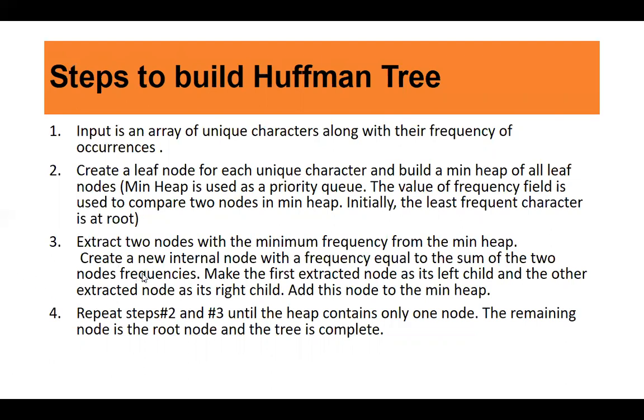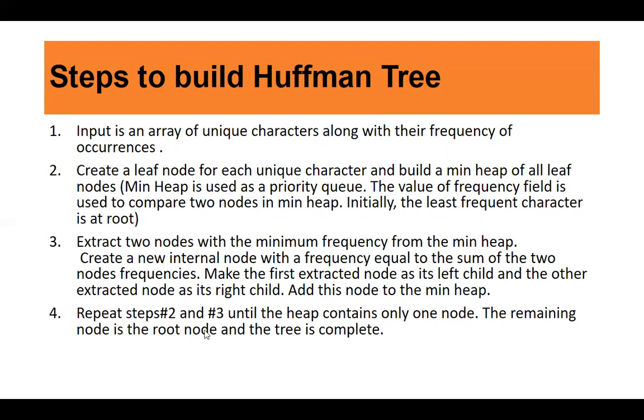Fine. Now extract two nodes with the minimum frequency from the min heap. Create a new internal node with the frequency equal to the sum of the two node frequencies. Now make the first extracted node its left child and the other extracted node its right child. Then you can add this node to the min heap.